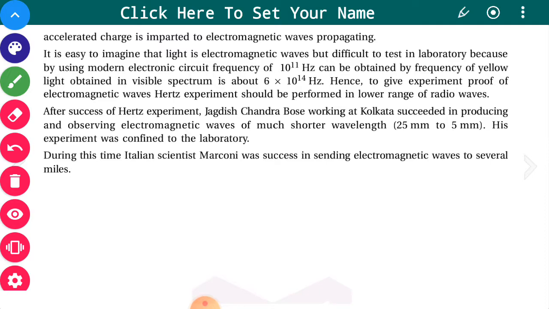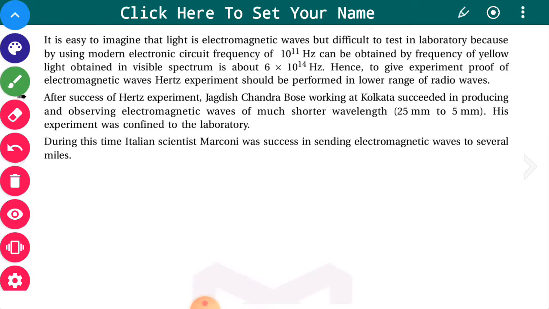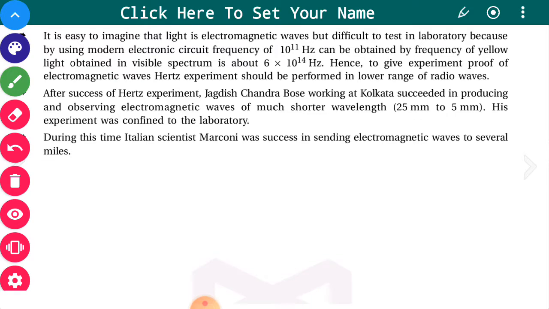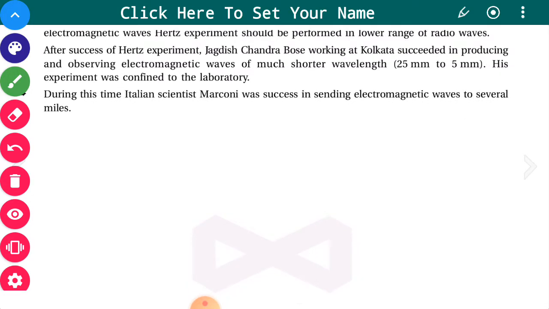Try to understand, 6 × 10^11 Hz is the frequency which can be obtained in the laboratory, and the frequency of yellow light is 6 × 10^14 Hz. Hence, to give experimental proof of electromagnetic waves, Hertz's experiment should be performed in the lower range of radio waves.